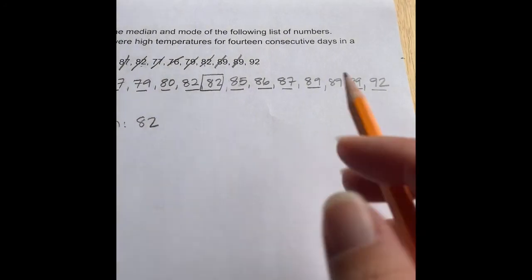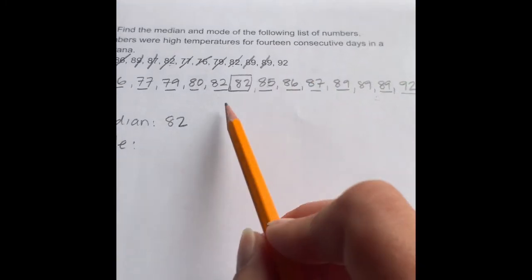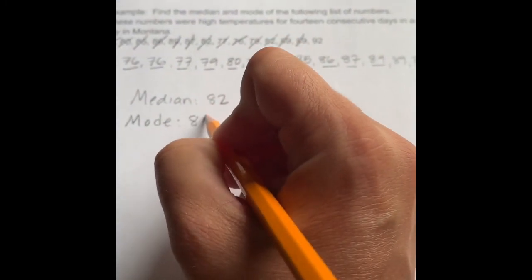And you can see over here that 89 appeared 3 times. 82 was close. It had happened twice. So 89 is our mode.